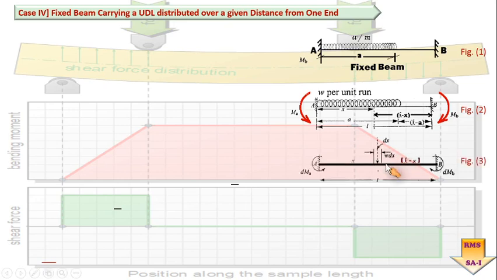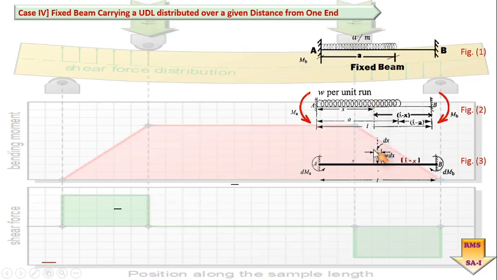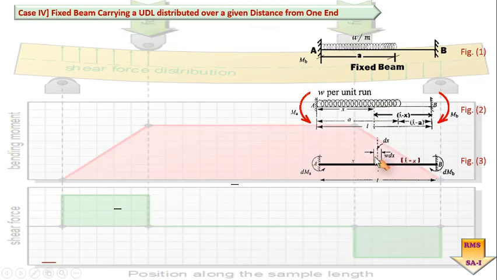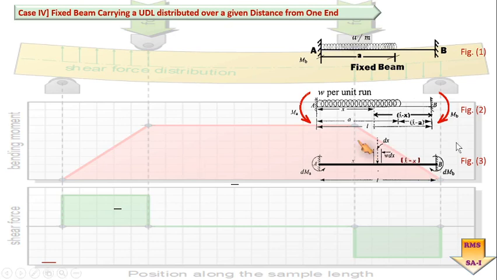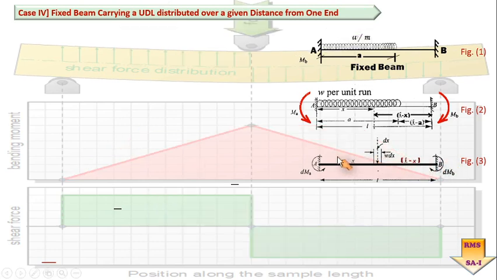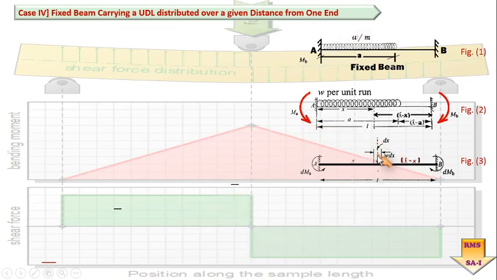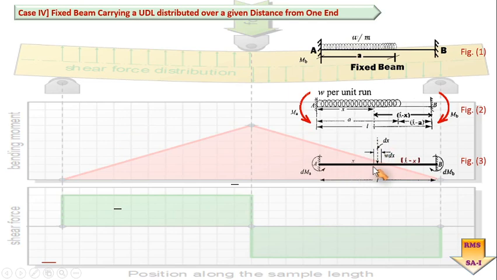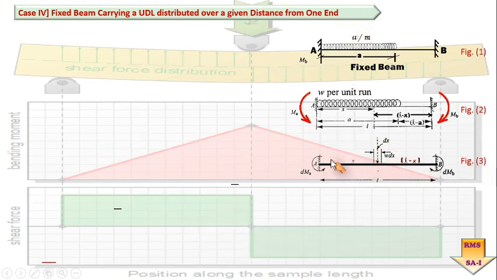For that purpose, I will be considering a small elemental strip of this UDL of width dx. So the magnitude of the UDL at this point will be as good as a point load of magnitude w dx. Moving ahead, the equivalent point load of the UDL is placed at a distance of x from point A, so the remaining distance will be L minus x.